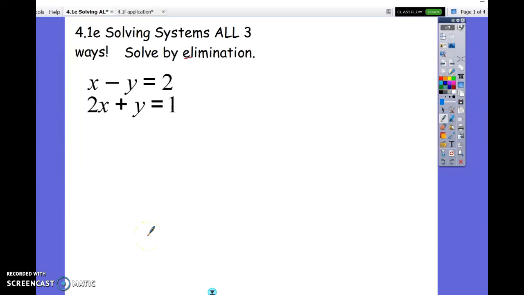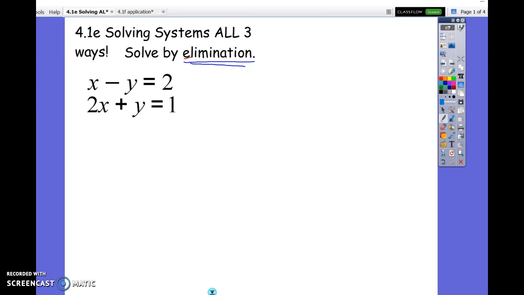4.1e is on solving systems all three ways. So we're going to start off and we're going to solve this system with elimination. We have x minus y equals 2 and 2x plus y equals 1. So if you notice, it's already lined up for elimination, right? Our x's are in a line, our y's are in a line, our equal signs and our constants are all lined up. So now we always want to check if we have a pair of opposites.